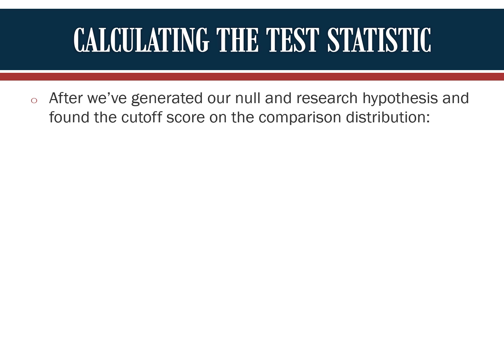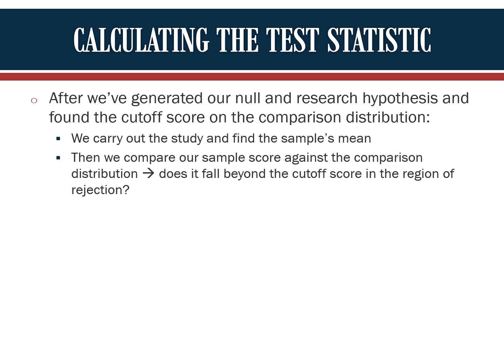So after we've generated our null research hypothesis and after we found the cutoff score on our comparison distribution, that's when we get to the bread and butter of this process. That's when we get to carry out the study, do the math, find the sample's mean, do our calculations here. We then get to compare our sample score against our comparison distribution, specifically against our cutoff score, and see, does what happened in our sample fall beyond the cutoff score in the region of rejection? If it does, we get to decide, okay, great, looks like there's a real effect, whereas if it does not, then we say, oh, bummer, looks like there's not a real effect.